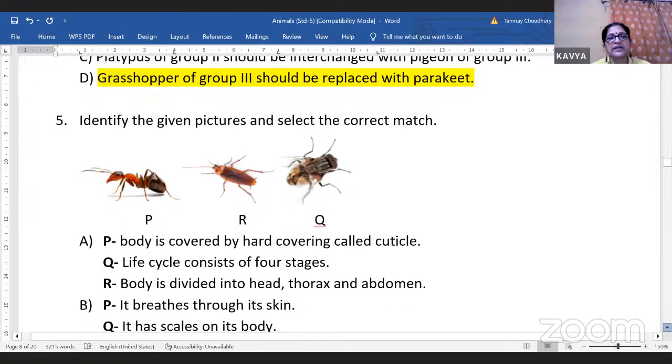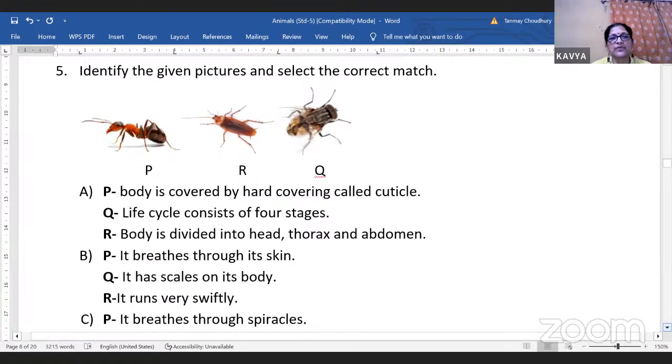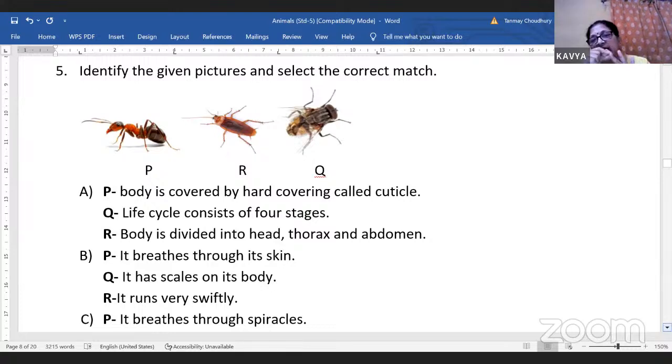Identify the given pictures and select the correct match. Before this, I would like you to recall the life cycles of animals. You had done it in grade 4: the life cycle of a frog and the life cycle of a butterfly. The life cycle of a frog has 4 stages. The adult frog lays eggs and the eggs hatch to form a tadpole. This tadpole undergoes many changes to become the adult again. So the adult frog, egg, tadpole, and then the adult frog again.